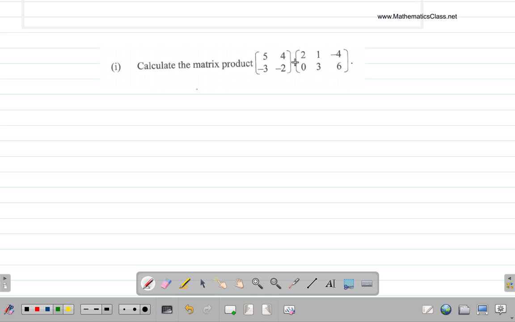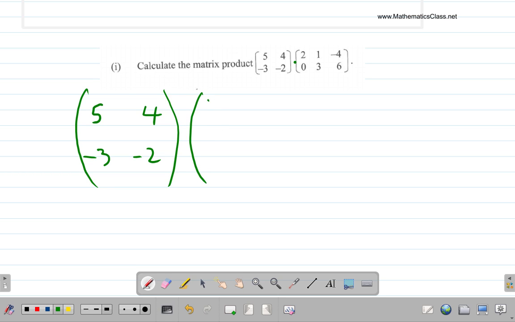Product means you will multiply. You must multiply these two matrices. Let's write them down. 5, 4, negative 3, negative 2 to be multiplied by 2, 1, negative 4, 0, 3, 6.